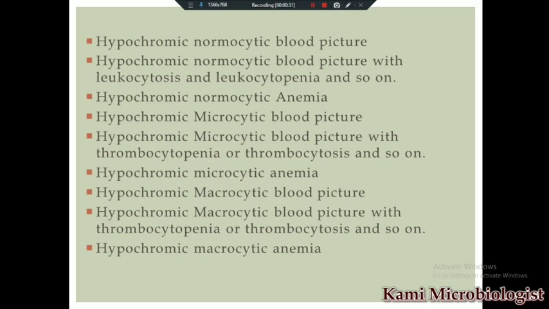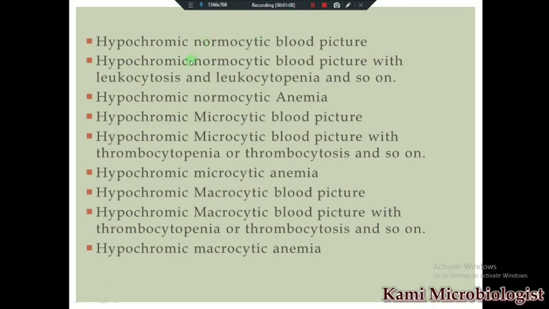If you remember, we already talked about hypochromic. Hypochromic means that the color of the RBC or the HB level is very low. When the cells are normal in size but have low HB, we call that a hypochromic normocytic blood picture. In this case the blood picture report will have a low value of HB and a normal value of MCV. So this is called a hypochromic normocytic blood picture.